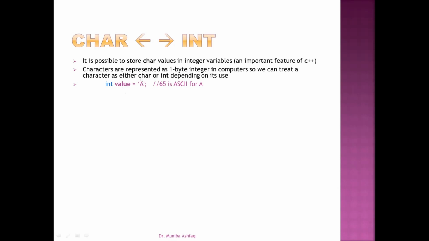You know that each character has its corresponding ASCII code. So what will happen? Its ASCII code will be assigned to this variable. A has an ASCII value of 65, so 65 would be assigned to this variable. Value will contain the integer equivalent of A, that is, value equals 65.